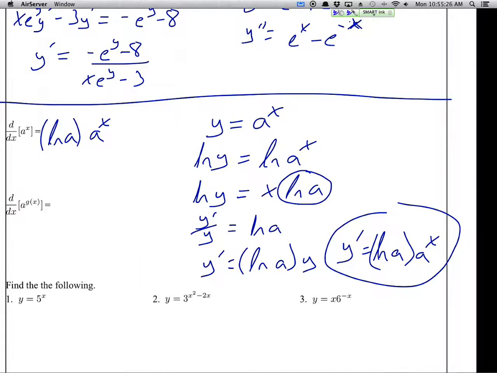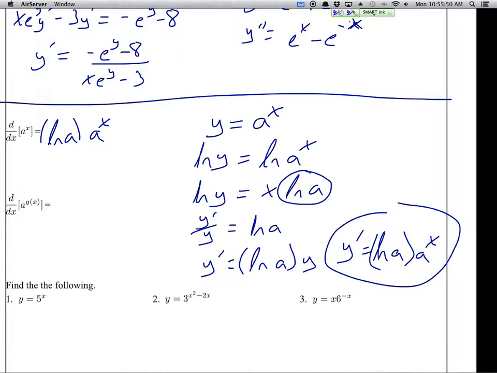That is correct. So to take the derivative of an exponential, it's the natural log of the base times the original. And actually, that's the same thing we do with e. If we follow that same process with e, it would be the natural log of e times e to the x. And what is the natural log of e? 1. So we actually did the same thing to get that.